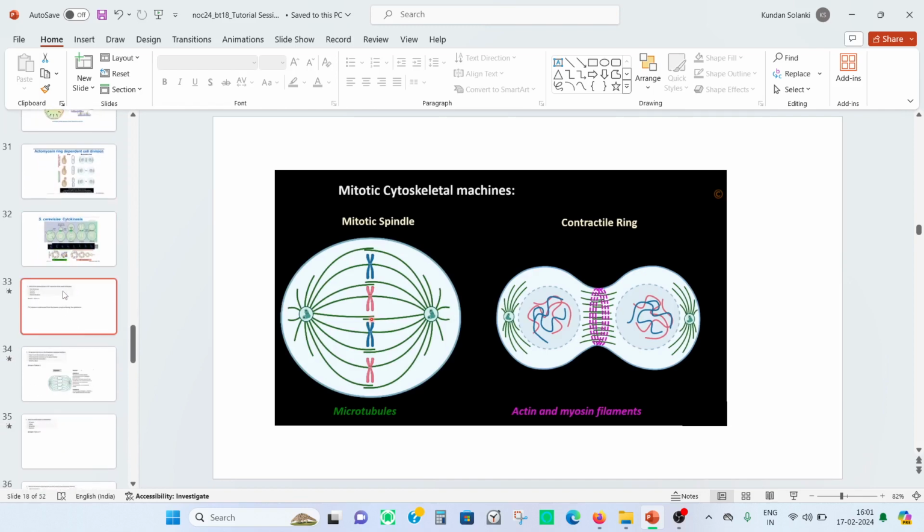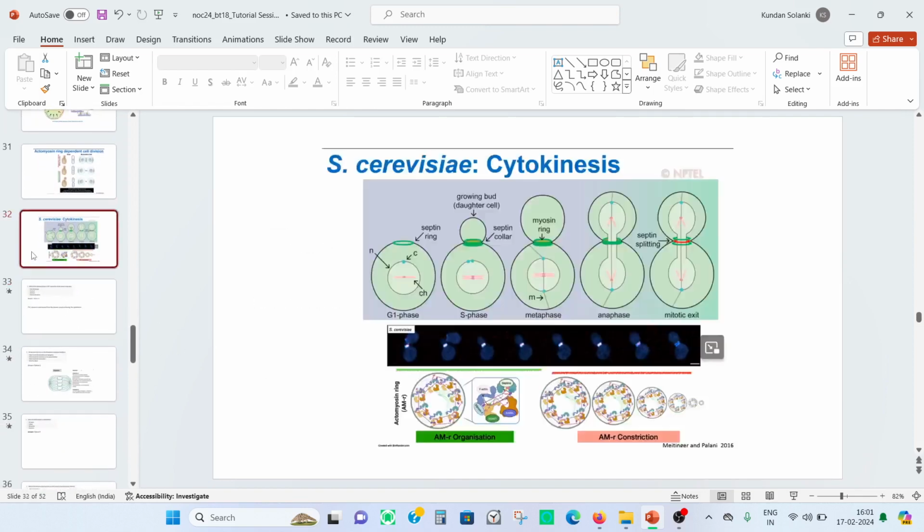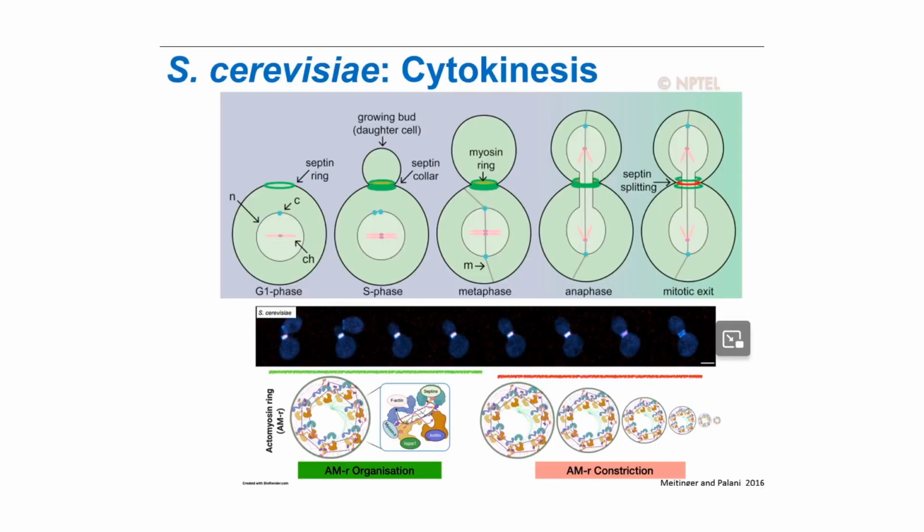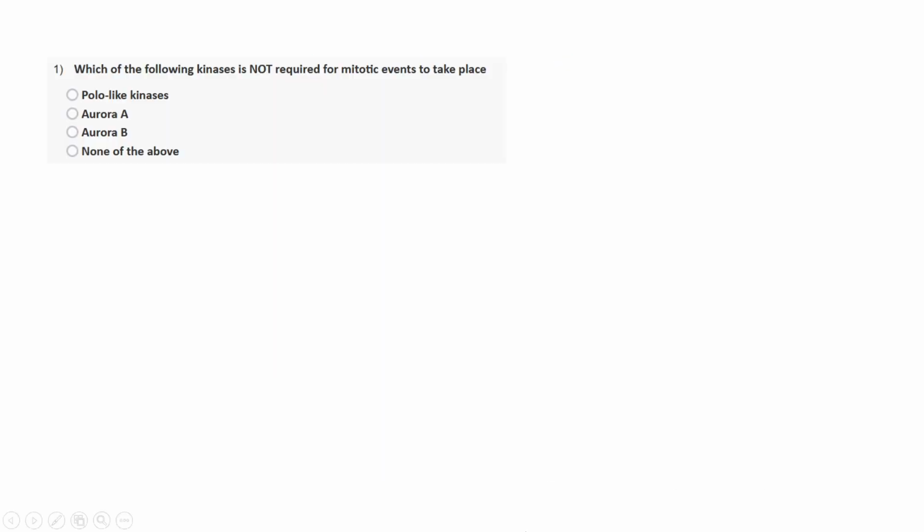So let's discuss some questions first, and then we'll go through the other part of the lecture. Okay. So this is the one regarding the mitosis stage of the cell cycle. So you need to respond in this. Okay, otherwise it will not be fruitful. So you need to respond.